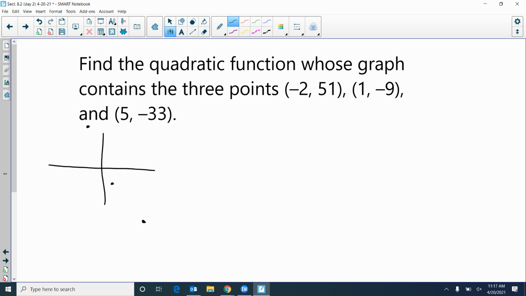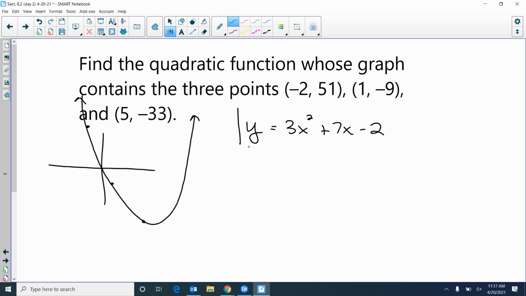So we got some type of quadratic function that hits all of them. Okay. So it could potentially open down, but it looks like it's probably going to open up somehow. So in the end, we're like y equals 3x squared plus 7x minus 2. That's like our answer. That's what we need it to look like. That's not the answer. That's the form of the answer. Okay. How do we get that?